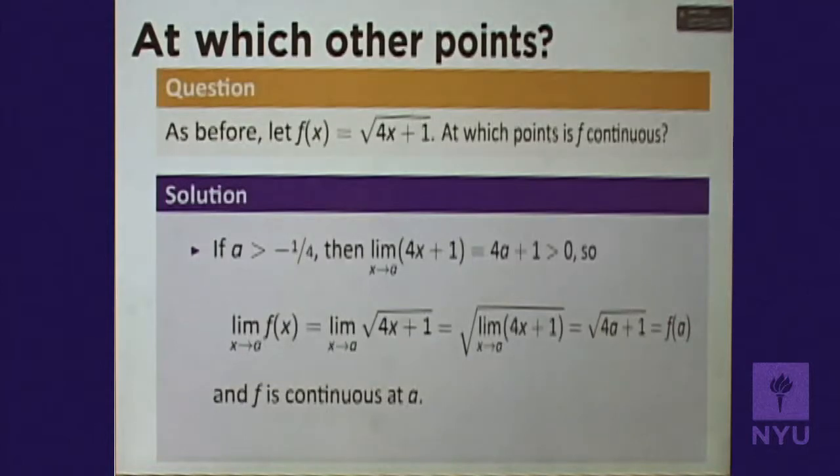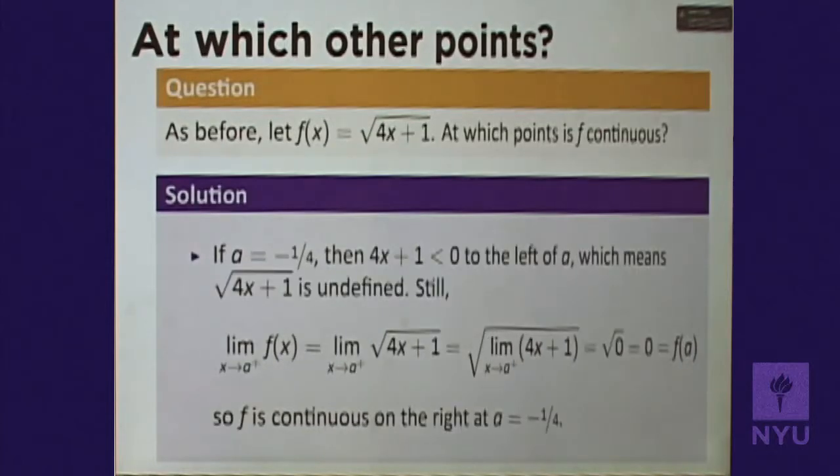Now what other points should we consider? If a is less than negative 1/4, then 4a plus 1 will be less than 0 instead of greater than 0. And of course we can't take the square root of a negative number. That's not a real number. So we can't say that the function is continuous at a number like negative 1, because negative 1 is not in the domain of the function. So anything greater than negative 1/4, the function is continuous there. Anything less than negative 1/4, the function is not continuous there because it's not defined.